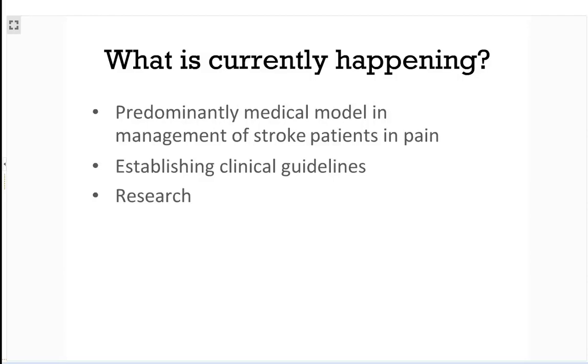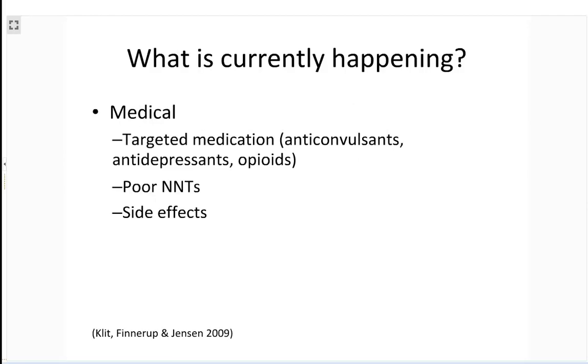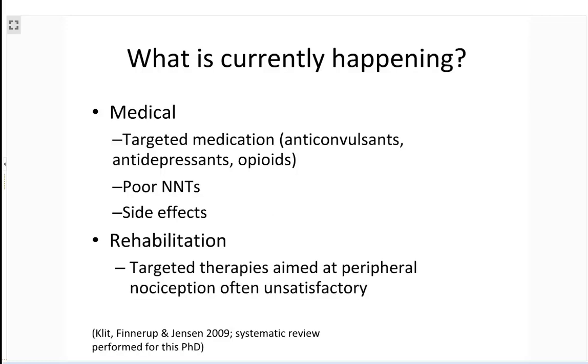So what's currently happening? What we have got is this predominantly medical model, unfortunately, still in the management of stroke patients. It is very heavily medication biased, but we do have an increasing look to establishing clinical guidelines, and there is some research that's going on, so let's quickly go there. Medication, what's currently happening are these targeted medications, traditionally anticonvulsants and antidepressants, but they have unfortunately quite poor effectiveness, so poor numbers needed to treat, and they are associated with side effects.